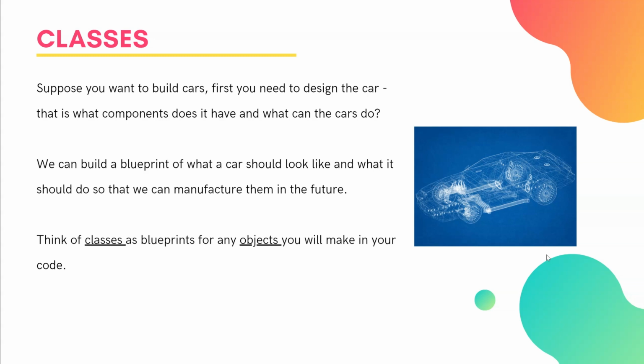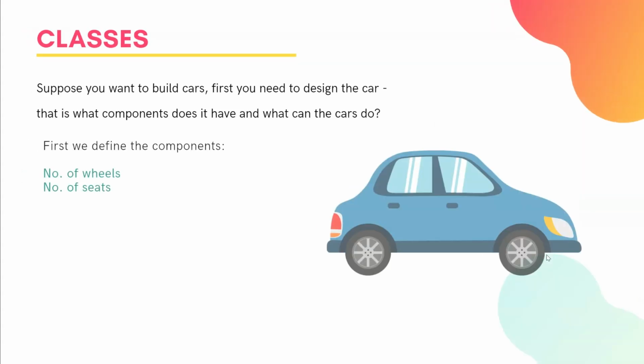So you can think of classes as the blueprint for any object that you'll make in your code. Your class will set out what the object that you're going to make should look like. You'll also have functions that will define what that object can do. And then you can create multiple objects from that blueprint with different attributes within it.